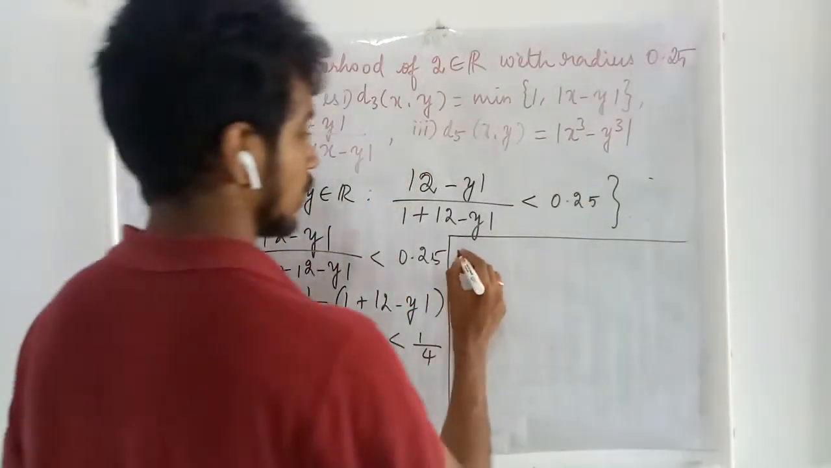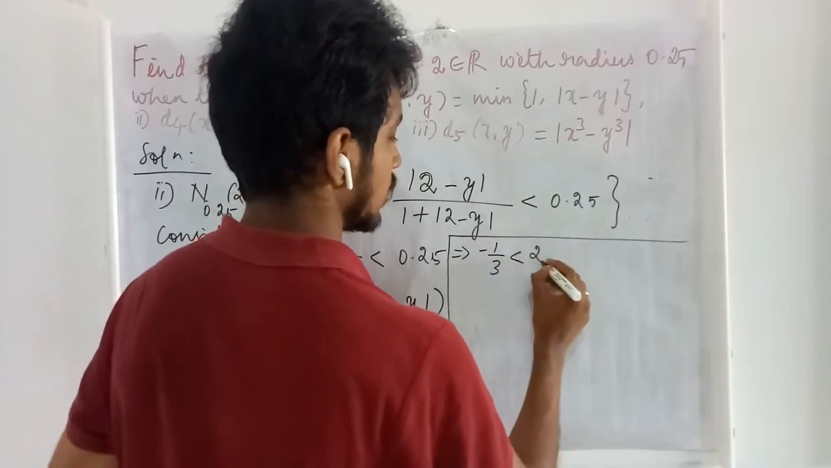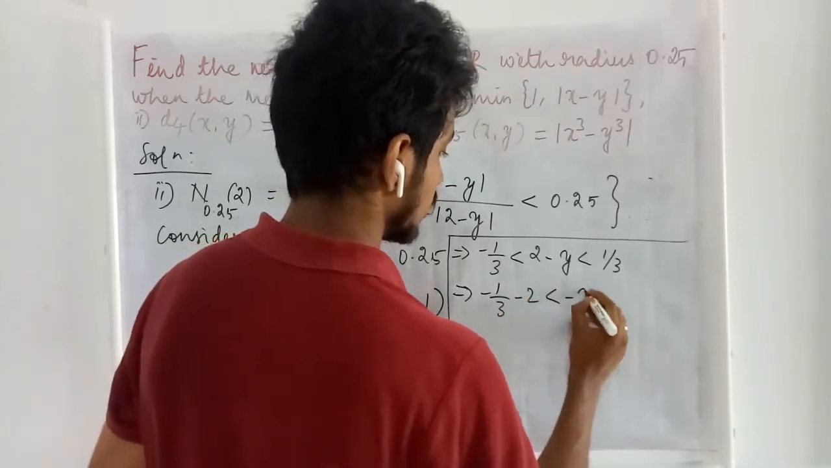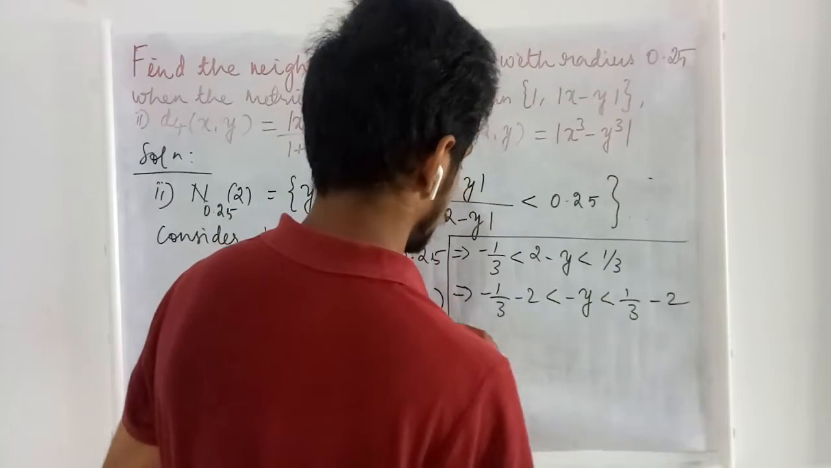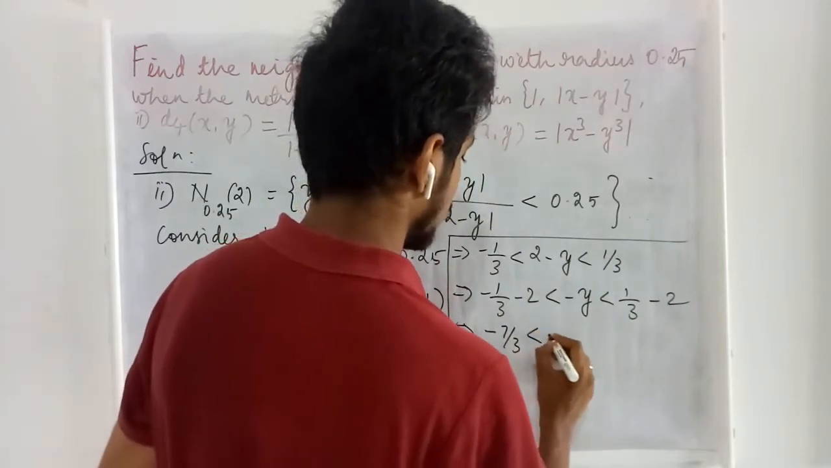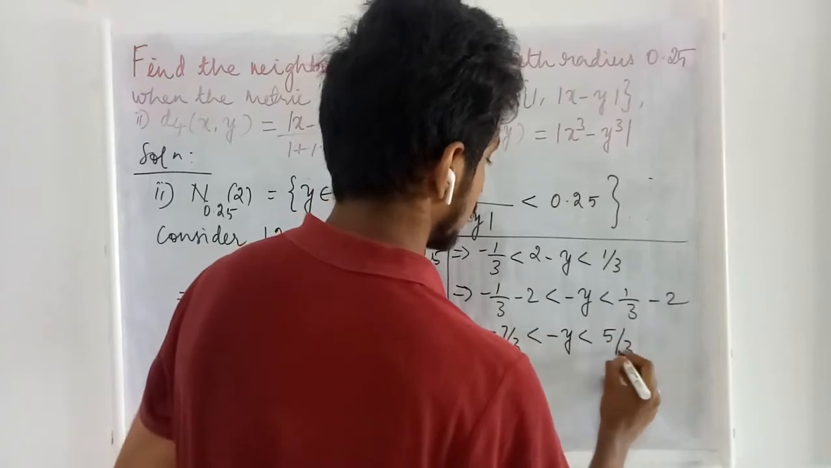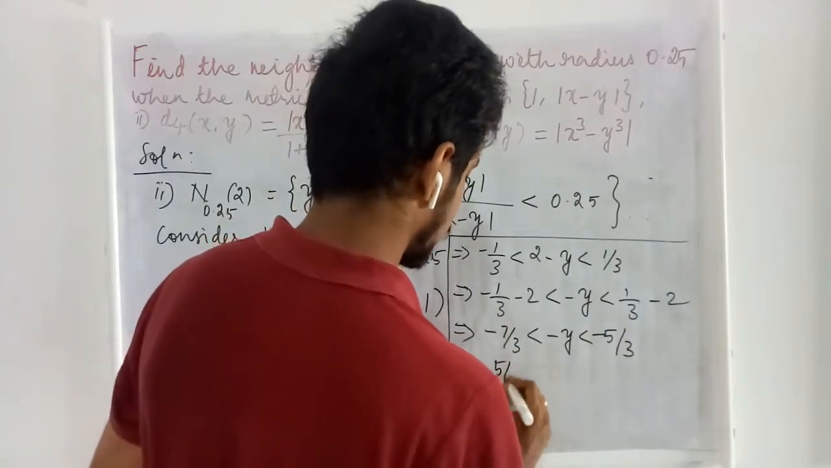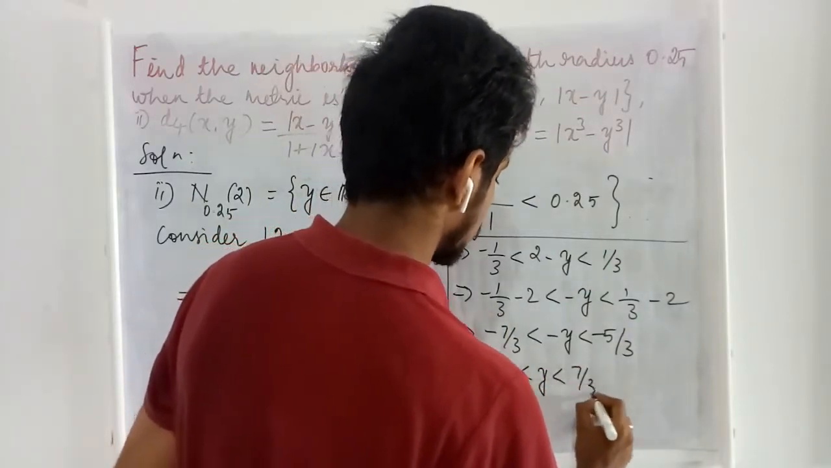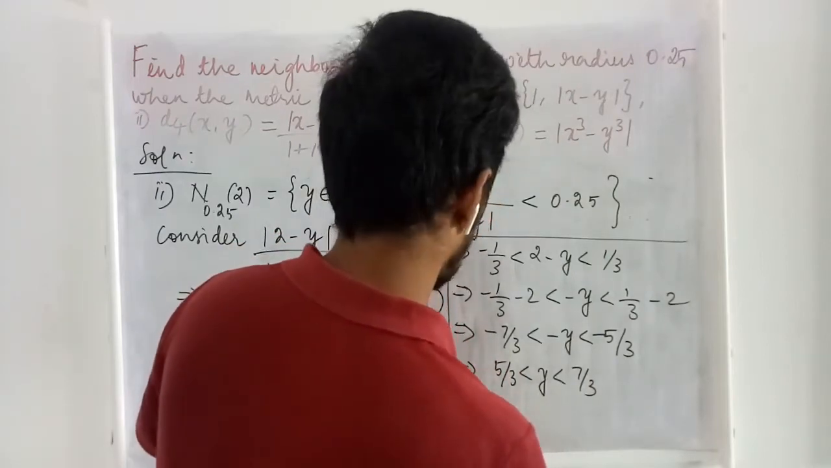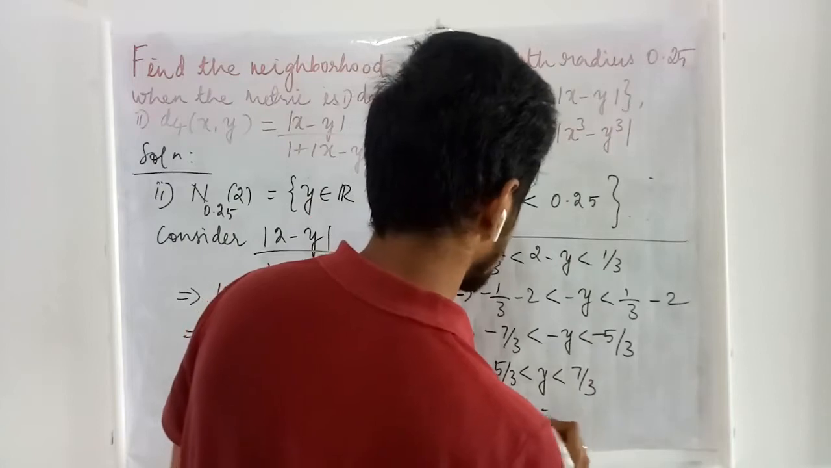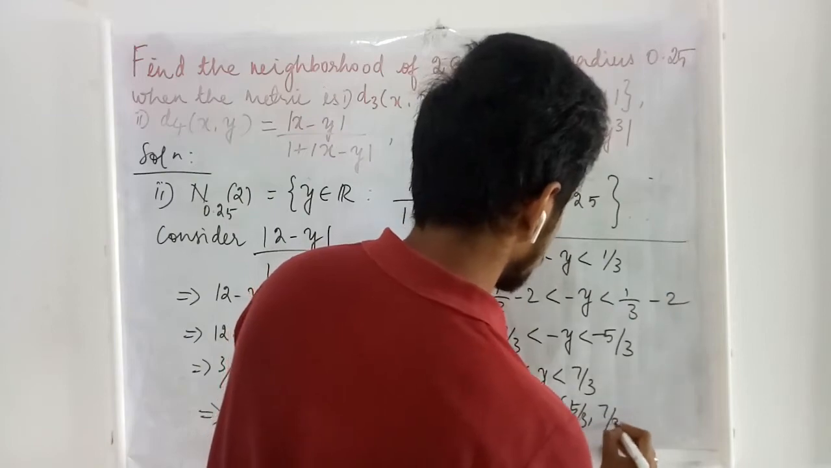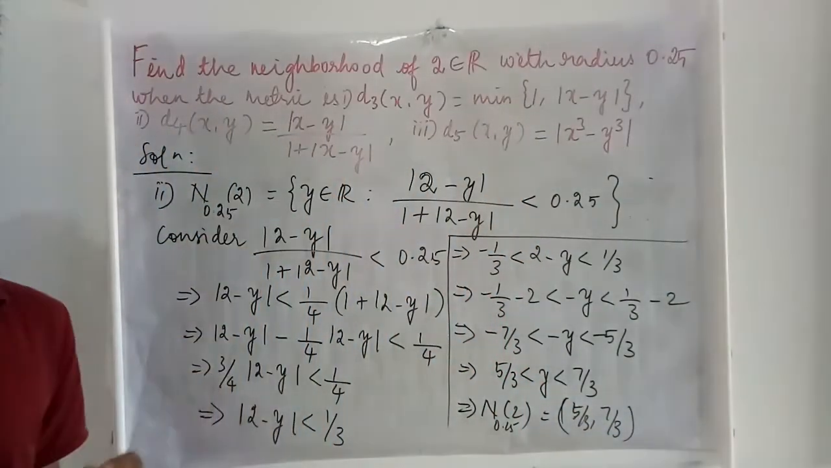Now we need to solve this inequality, and this is going to be minus 1 upon 3 less than 2 minus y less than 1 upon 3. So minus 1 upon 3 minus 2 less than minus y less than 1 upon 3 minus 2. So this is minus 7 upon 3 less than minus y less than minus 5 upon 3. When you take the negation, you will have 5 upon 3 less than y less than 7 upon 3, and this tells you that the neighborhood of 2 with radius 0.25 is the segment (5/3, 7/3) under this metric.